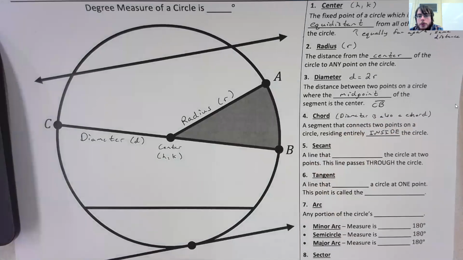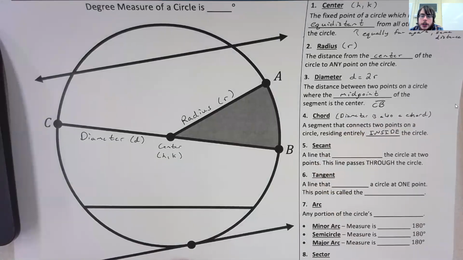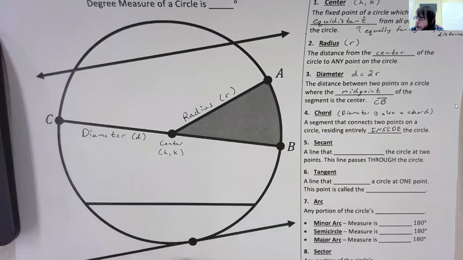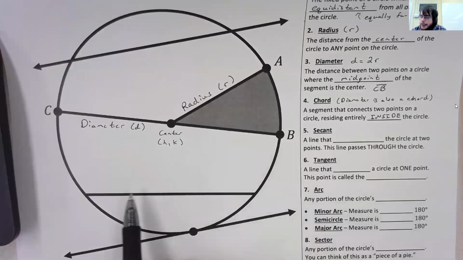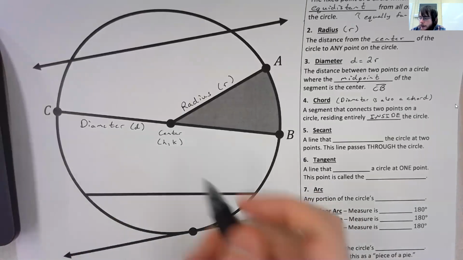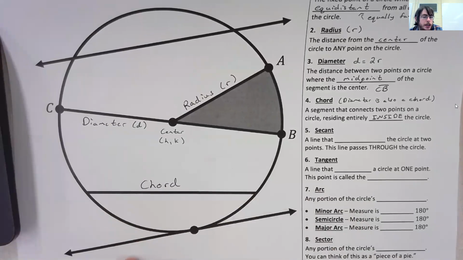Now, normally what we think of when we say that something is a chord, we are talking about ones that don't pass through the center, but just know that the diameter could also be considered a chord. So, do you see anything else other than the diameter that connects 2 points on the circle that's entirely inside the circle? None of it goes outside of it. And you should see that this line segment here is entirely inside the circle, and it connects here and here. So this would be a chord because it's completely inside and it connects 2 points on the circle.